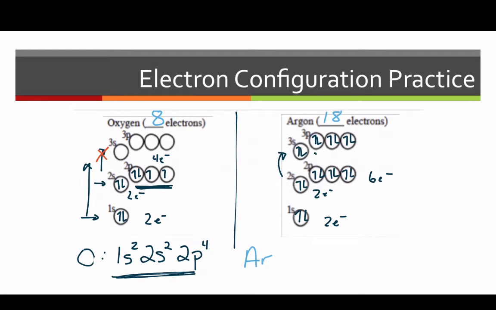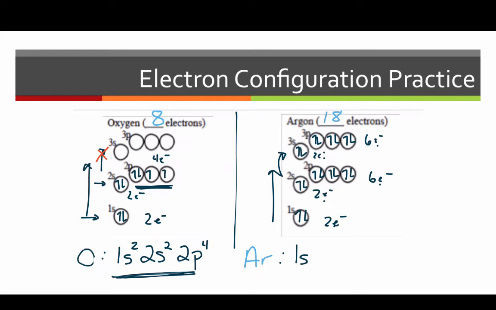And if I count, I use 2 electrons there. I use 6 electrons there. And if I count up all the electrons, 2, 4, 10, 12, 18. So I've filled up all of my electrons in argon, and now I can get the configuration. And we're going to do it the same way that we did for oxygen. So I'm just going to start to slowly move up all of my orbitals and describe what's going on.